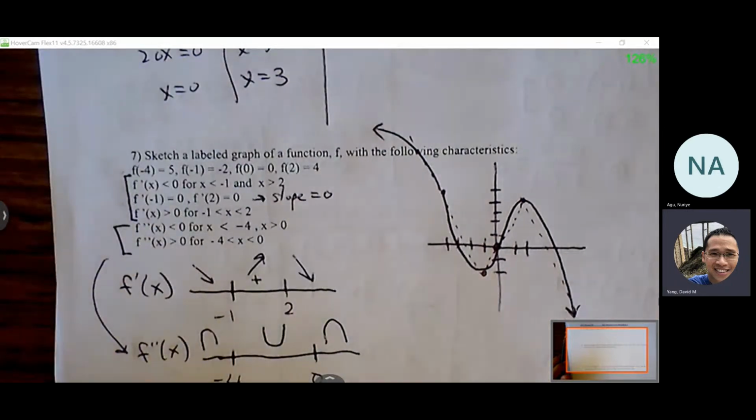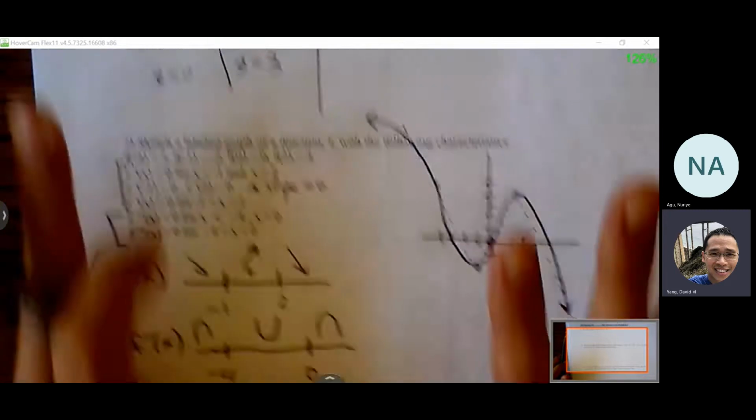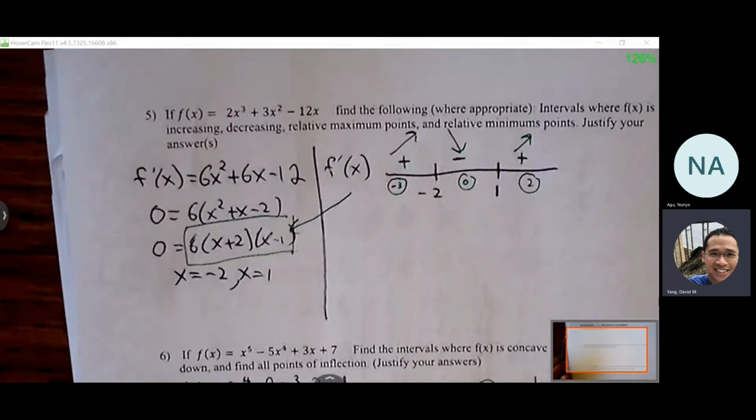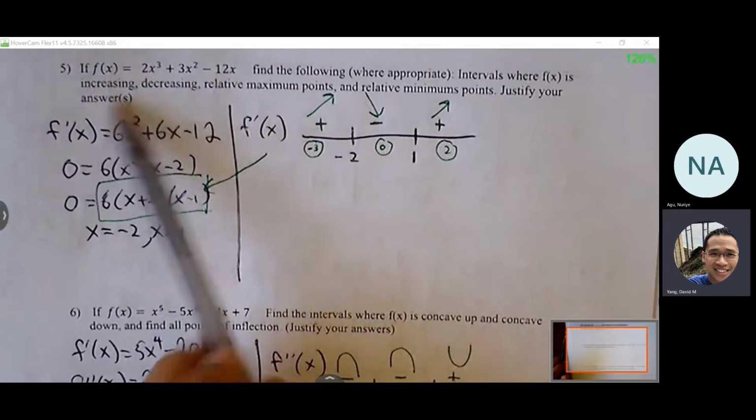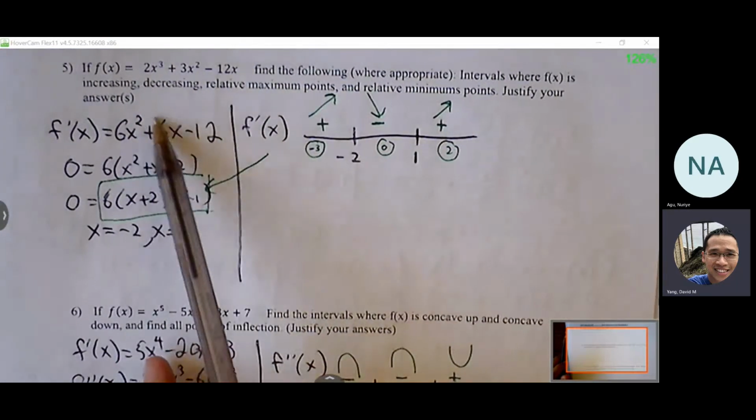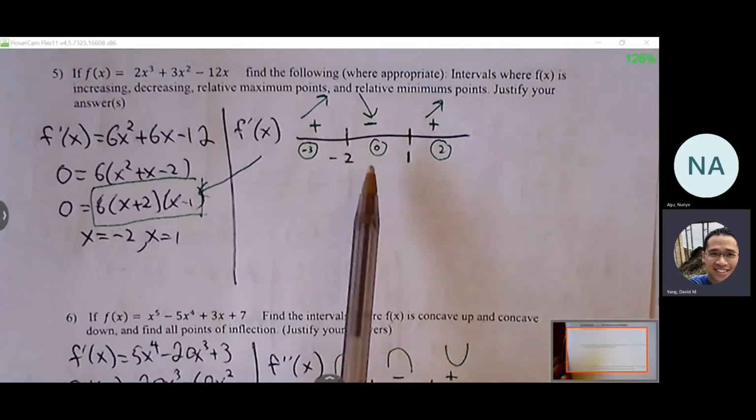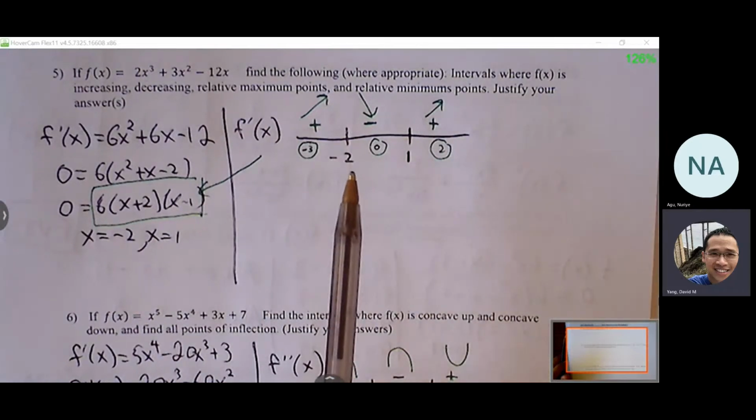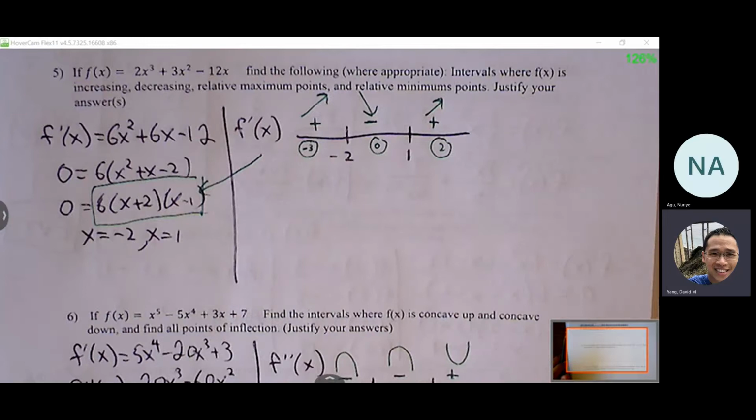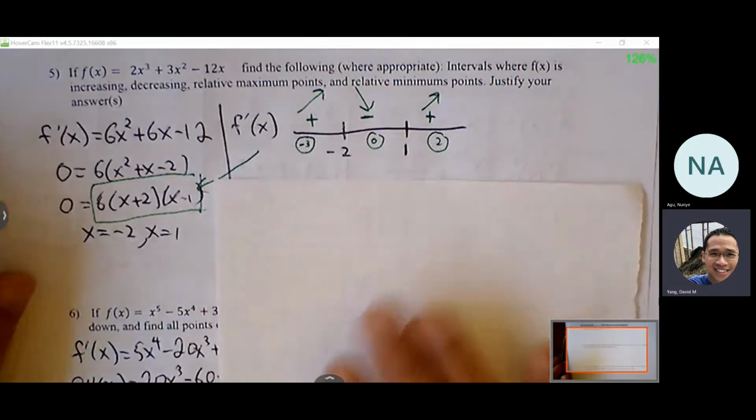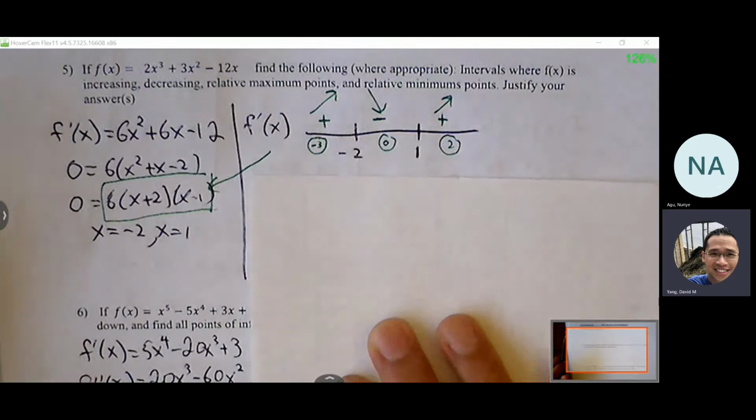Guys, there's one more thing I want to do with you. First off, any questions with seven? Okay, I want us to go back to number five. I want to revisit number five. But instead of the first derivative test, we're going to get the same result for relative max, relative min, but now we're going to try using the second derivative test to see if we can practice those methods. Okay. So let's try number five using the second derivative test.